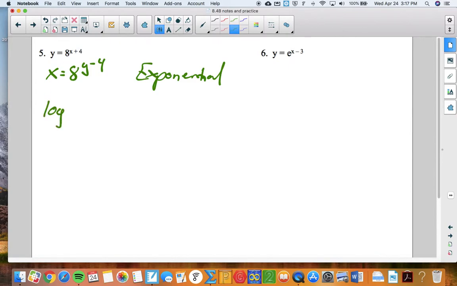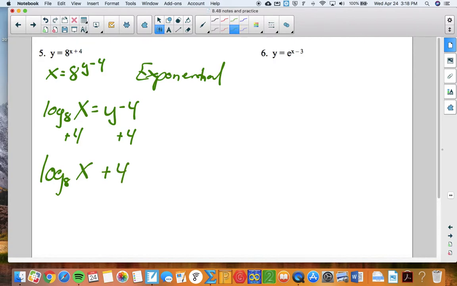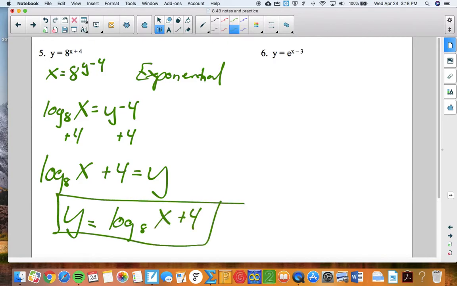So my base is 8, so it's log base 8 of, so the power here is going to go to the equals sign or after the equals sign. And what the base to this power equals is x. That's our answer. So that goes actually right next to the base 8. So then from here, we just solve for y, so we'll add 4 to each side. So log base 8 of x plus 4 equals y. There we are.